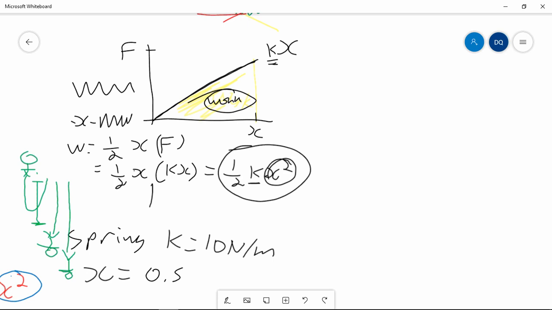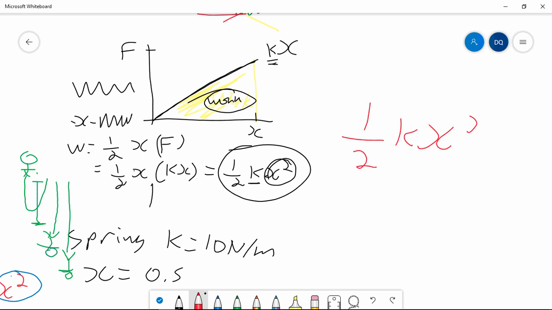1/2 kx squared, let me write this out again, memorize that. It looks just like half mv squared. 1/2 kx squared is the energy stored in a spring or an elastic, where k is the stiffness. So like a thicker, stiffer spring is going to have a larger k value. And x is the distance it's compressed or stretched from the rest position.